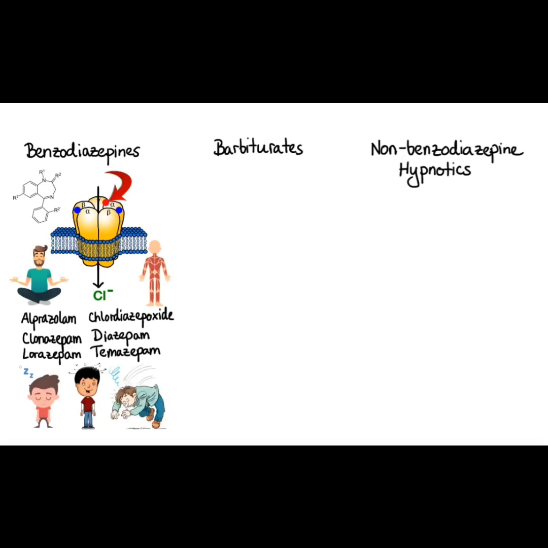Now let's move on to the next group, that is barbiturates. So barbiturates bind to the GABA A receptor at the alpha or beta subunit, which is different from the GABA binding site and also different from the benzodiazepine binding site. Now, just like benzodiazepines, barbiturates enhance the effect of GABA at the GABA A receptor.